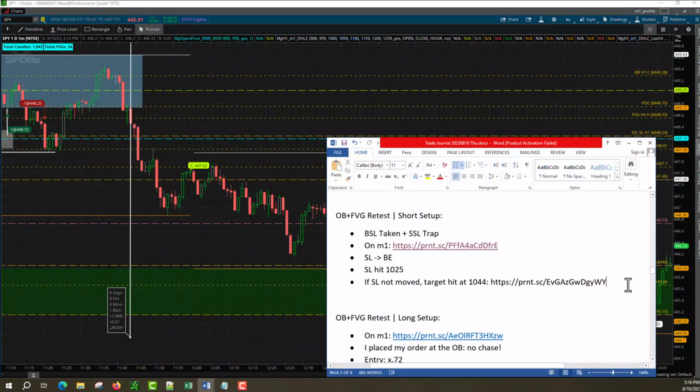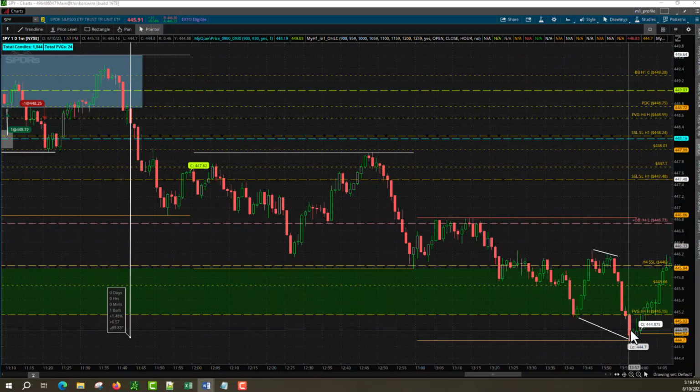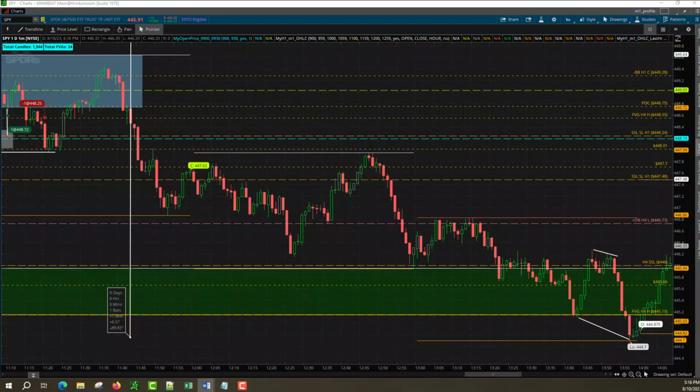So we put in here targets. His target in this case is the prior day low, and it's a sell side liquidity where he's at 13 something. Alright, what? 13.57.